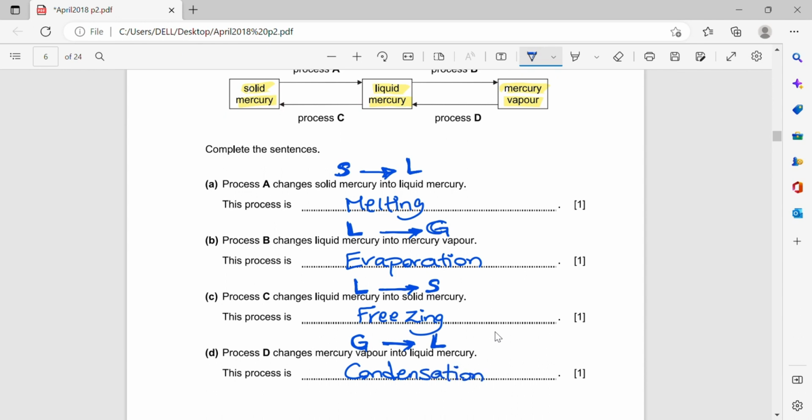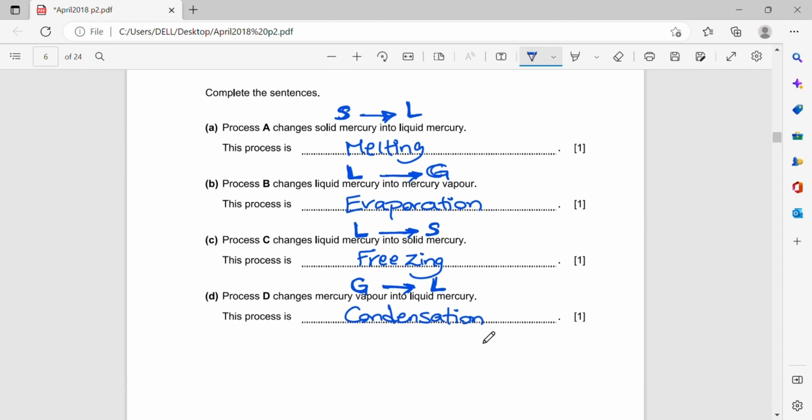So here are the names of the different processes in changing from solid to liquid, liquid to gas, gas to solid, gas to liquid. So here we have melting, evaporation, freezing, and condensation.